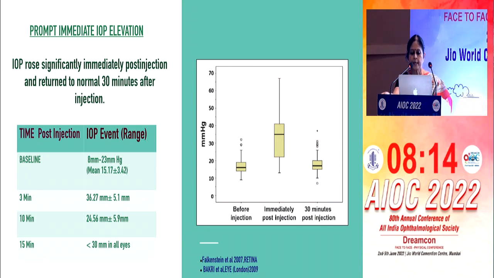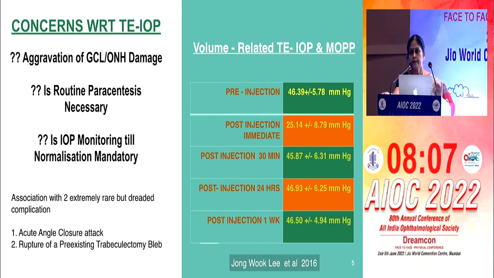So transient IOP elevation, the IOP may go as high as about 30s or even 40s, and this increase in intraocular pressure is actually quite alarming because we are very worried that this transient elevation of the intraocular pressure could cause an aggravation of the ganglion cell layer, the optic nerve head damage in an eye which has already a compromised posterior segment. So we do not know whether routine paracentesis is necessary in all these patients or whether these patients need IOP monitoring till the pressure returns back to normal.